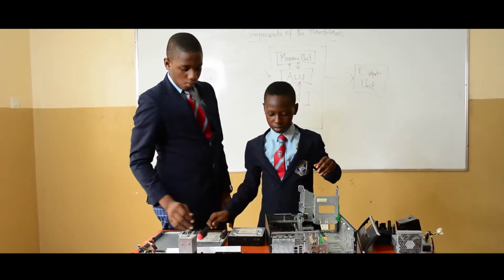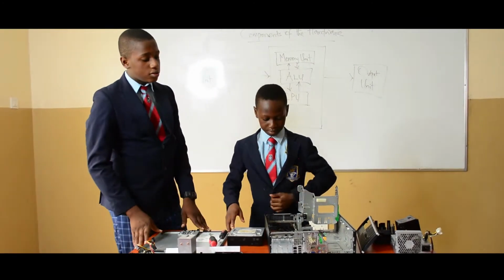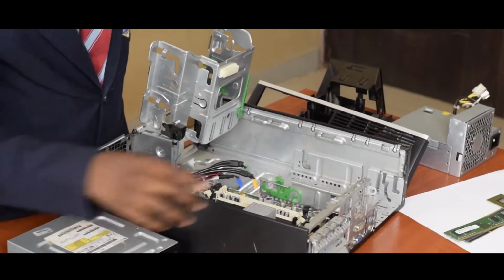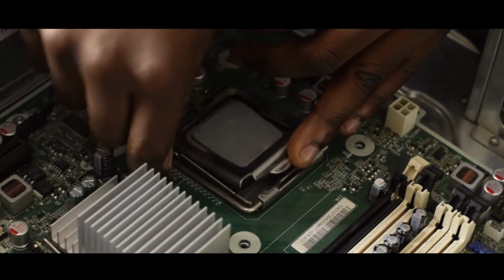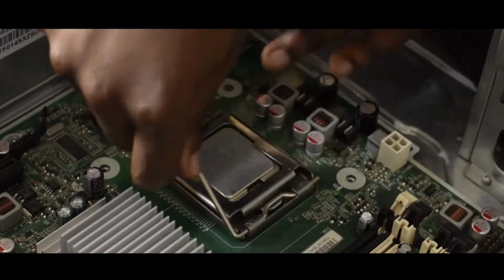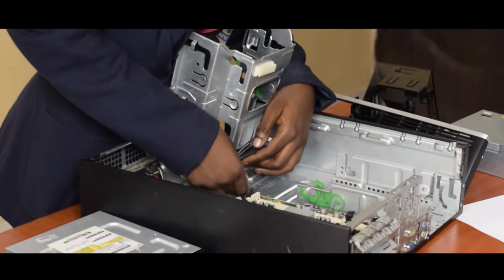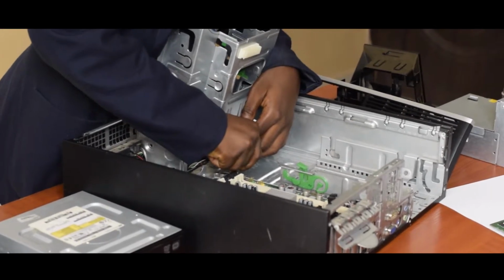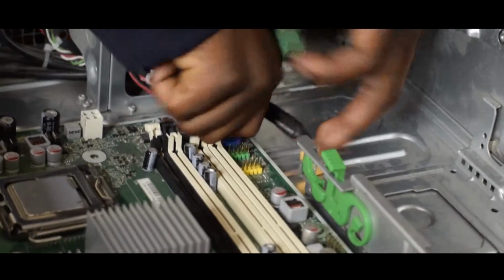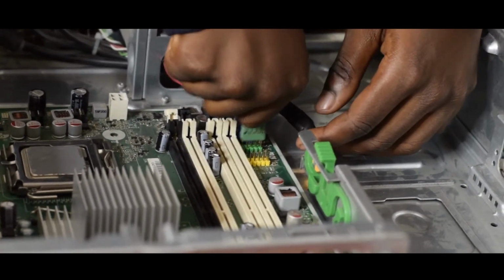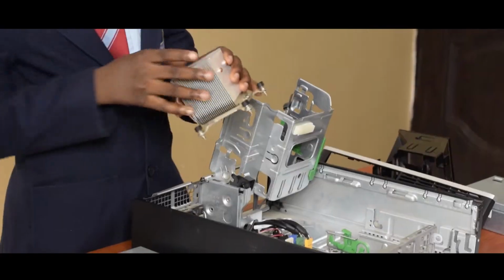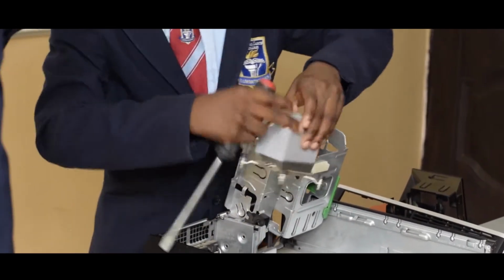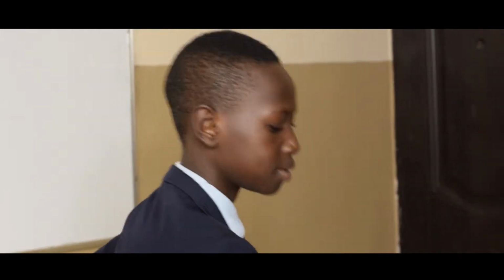Now, I've installed the motherboard into the casing. Next is to bring in the CPU, which is the brain of the computer. This is a speaker cable. Next is to install the heatsink. I've installed the heatsink. The next thing I will say is to install the RAMs.